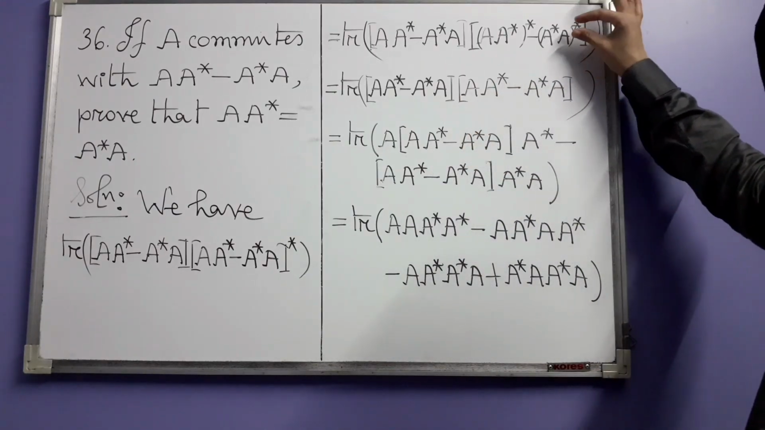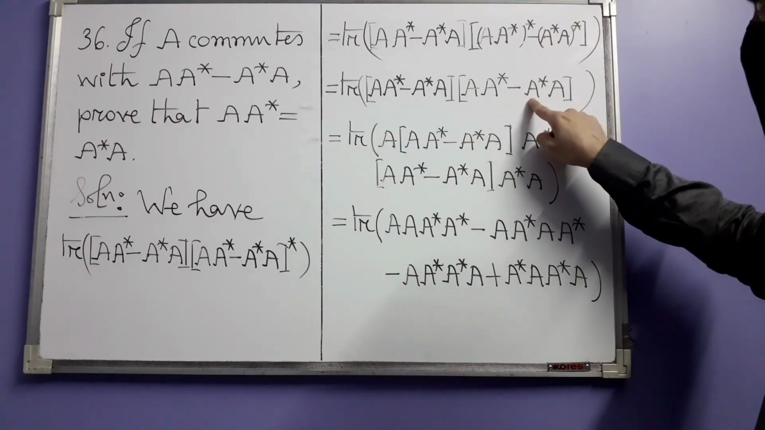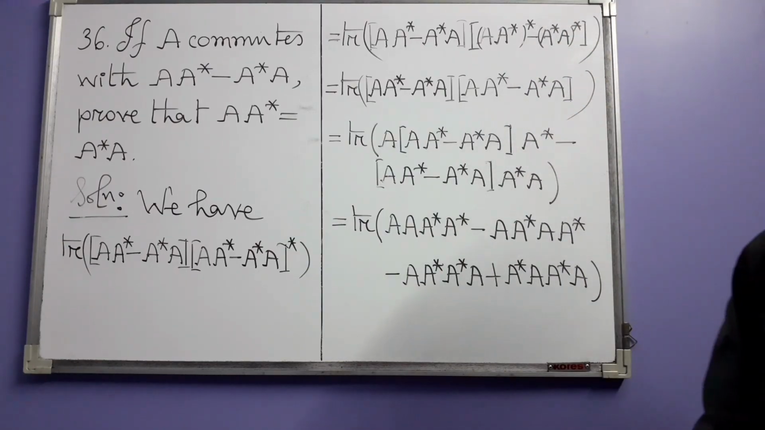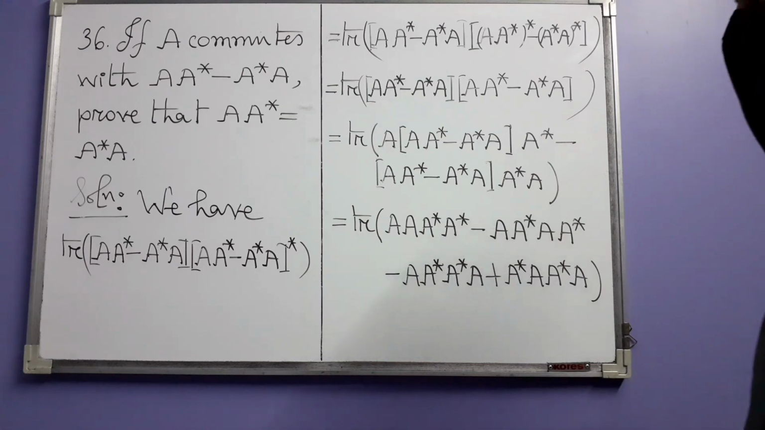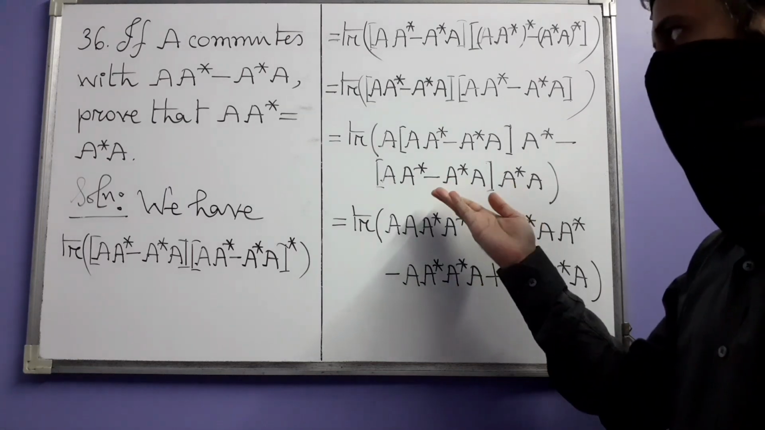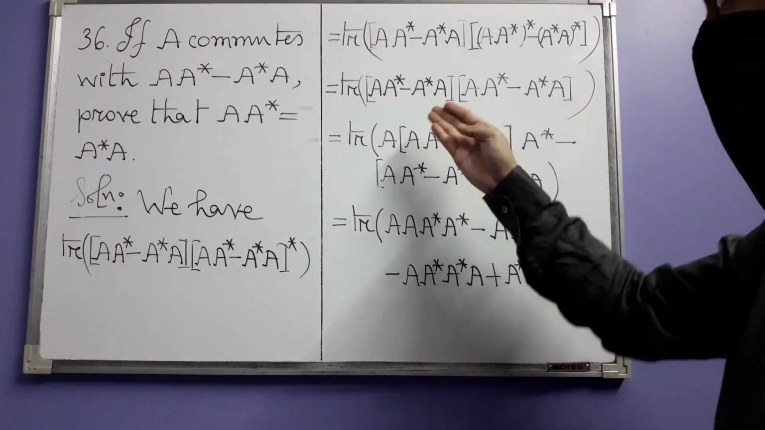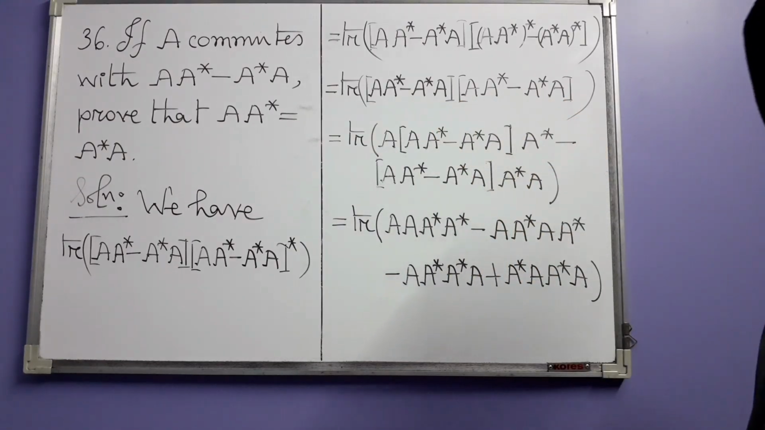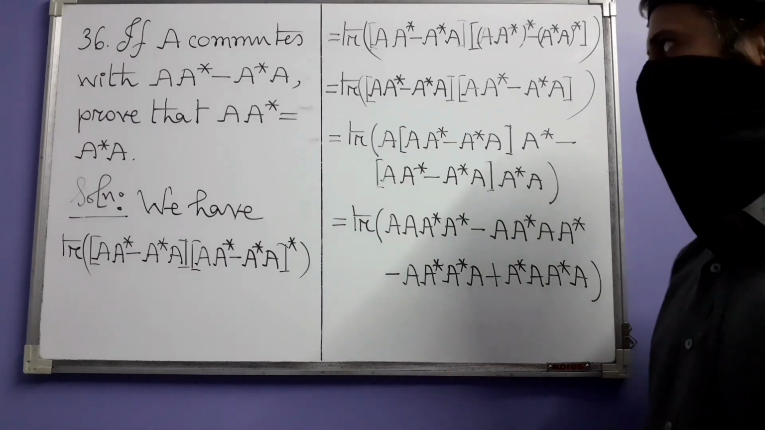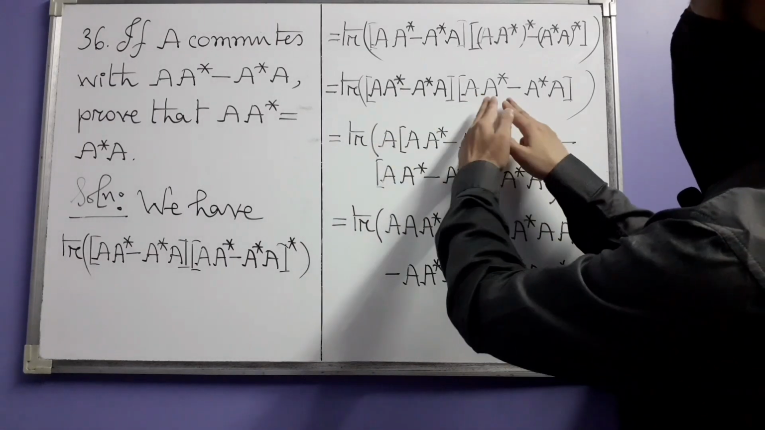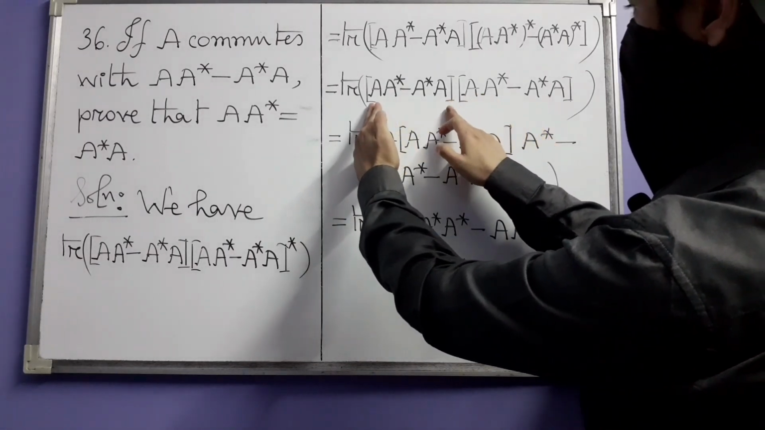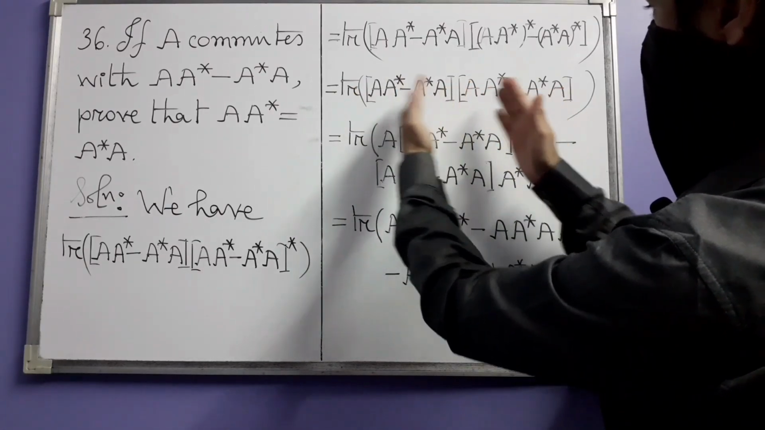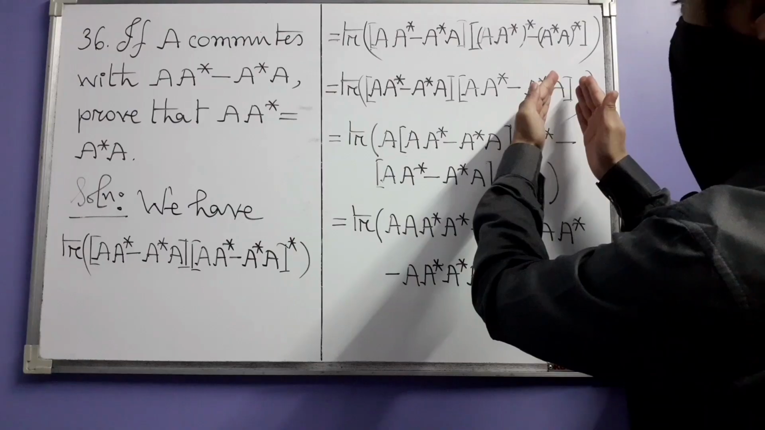Similarly, this one will be A star, you see A star here, times A star star, which is A. Okay, and then the next natural thing to do in the next step is to do the multiplication. And in doing multiplication, this is how we went. We considered this as a single matrix, and then we multiplied this difference by this matrix.